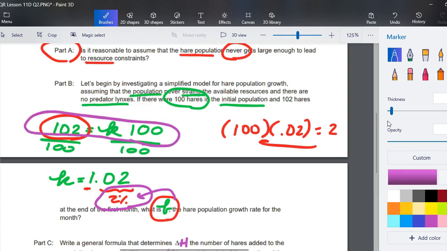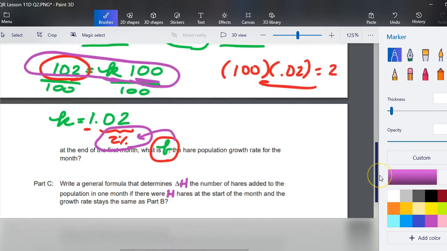We ended up with 102. We have a constant of proportionality. We have a starting number. And if you look at part, sorry, this is so far spread apart, I have to keep going back and forth. If you look at what they gave us to write a general formula on the change in H, what is it going to be for the change in H?